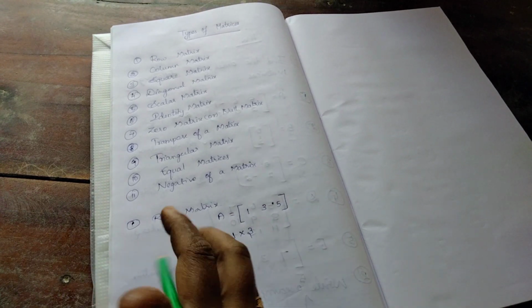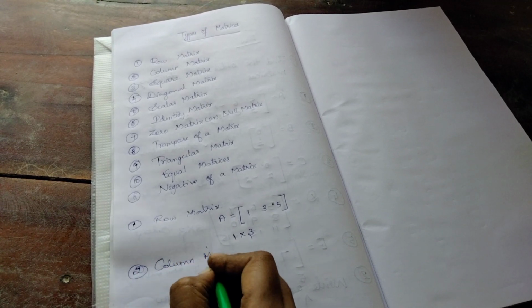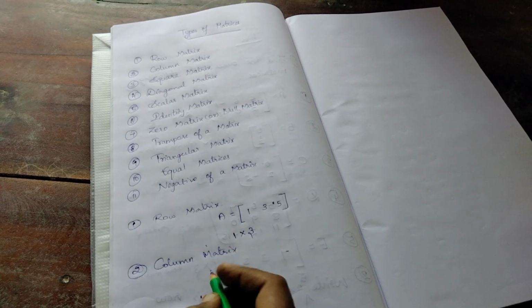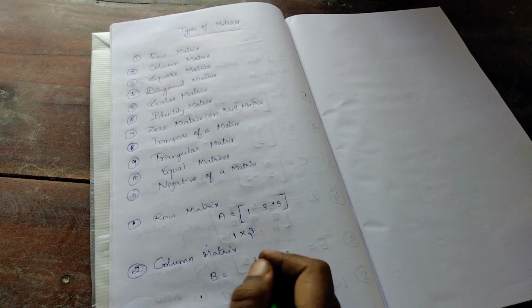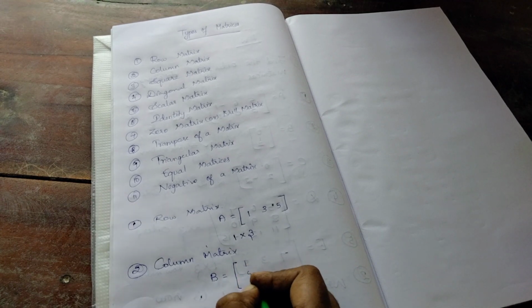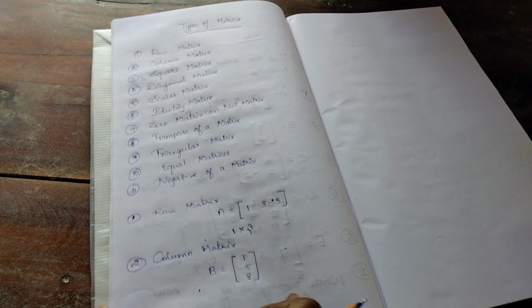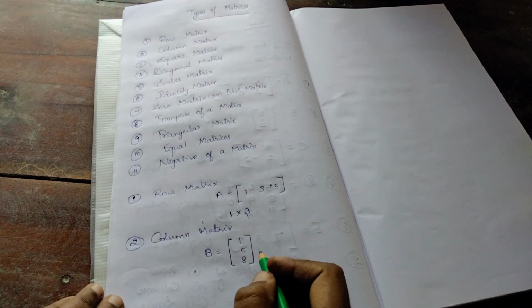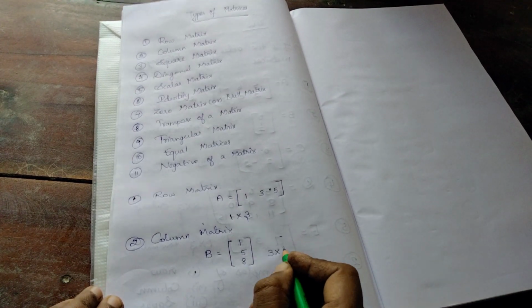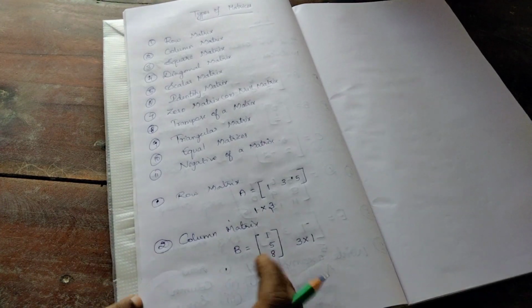So the second one, column matrix. Column matrix means it contains only one column. It may contain more number of rows. So B is equal to only one column: 1, 5, 8. It contains only one column and more number of rows. So what is the order of this? How many rows? It has 3 rows and 1 column. So this is the example for column matrix. Got it, students?